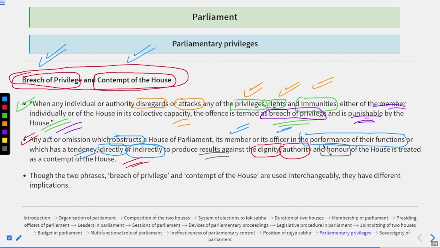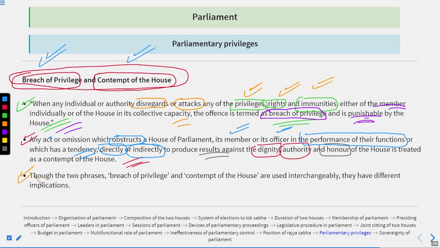So there are two ways in the contempt of the house. Either it obstructs the duties of the officials, members and the house. Second, it directly or indirectly produces results which harm the dignity, authority and honor of the house. So these are the two areas.